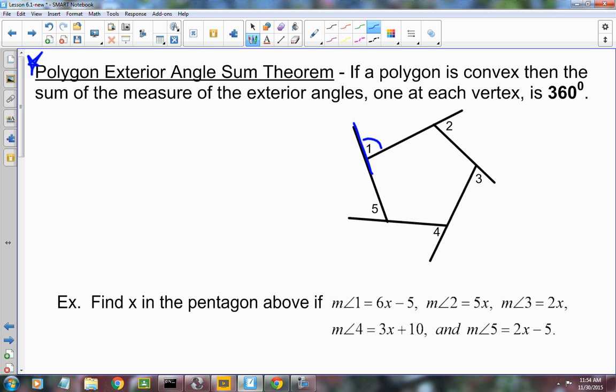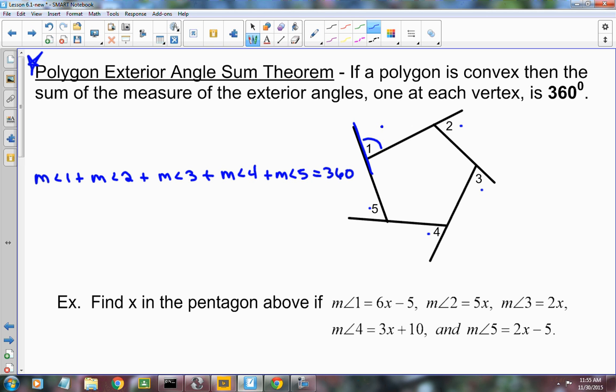So what that's saying is if you were to extend every side and you were to add each one of the exterior angles together, one at each vertex, it's going to equal 360 degrees. And it doesn't matter how many sides there are, it just has to be convex. So in this case, if I did the measure of angle 1 plus the measure of angle 2 plus the measure of angle 3 plus the measure of angle 4 plus the measure of angle 5, that's going to be equal to 360. What if there were 48 sides?